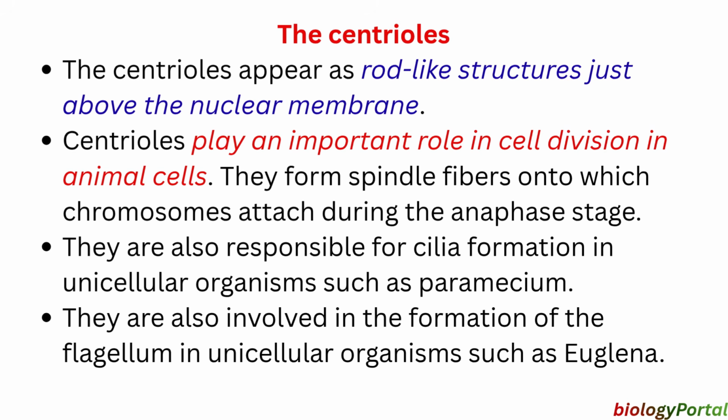The centrioles. The centrioles appear as rod-like structures just above the nuclear membrane. They play a role in cell division in animal cells. They form spindle fibers onto which chromosomes attach during the anaphase stage. They are also responsible for cilia formation in unicellular organisms such as paramecium. They are also involved in the formation of the flagellum in unicellular organisms such as euglena.